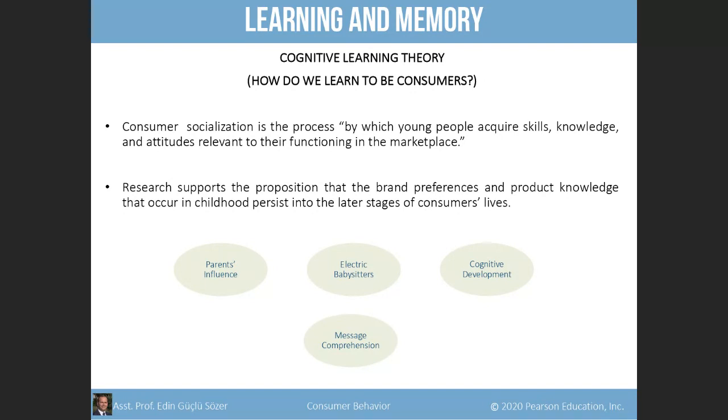The electric babysitters means the media, internet, etc. We call it electric babysitters. They are not babysitters actually, but they are electronic babysitters like the internet, etc., or other media like YouTube. So these are the main four factors which affect our consumer characteristics and shape our consumer personality, what we like, what we don't like, etc.